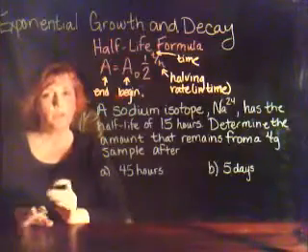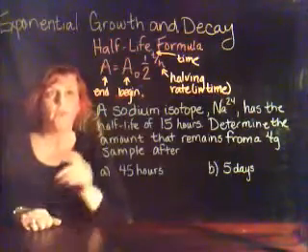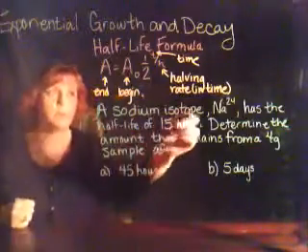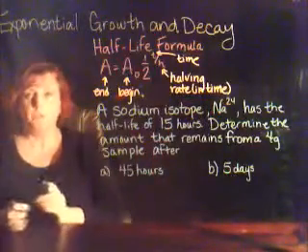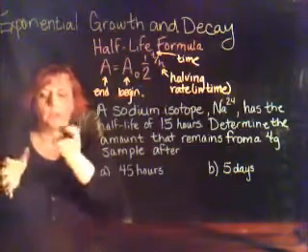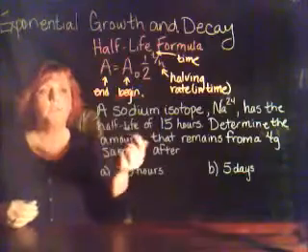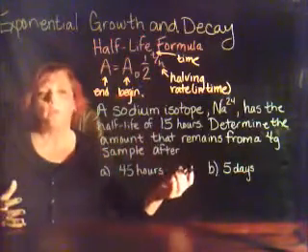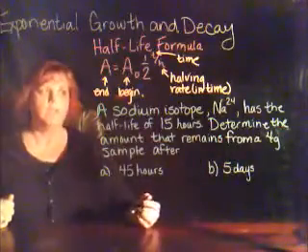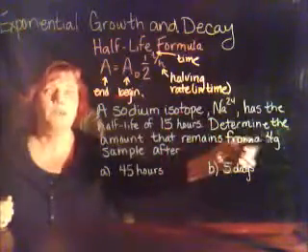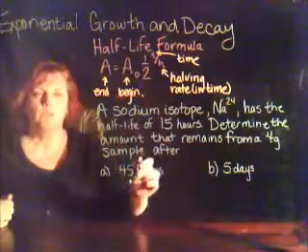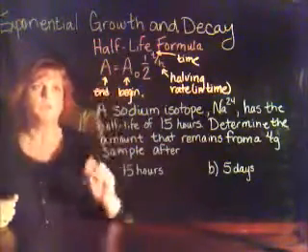So our shortcut formula for decay is the half-life formula, and now we have a sodium isotope, sodium 24, which has a half-life of 15 hours, which means every 15 hours the amount that I started with is going to be cut in half. Determine the amount that remains from a 4-gram sample after 45 hours, and then again after 5 days. Now, in 15 hours, I'll only have 2 grams, but I'm not going 15, I'm going 45 hours. So I'm going to use this formula.